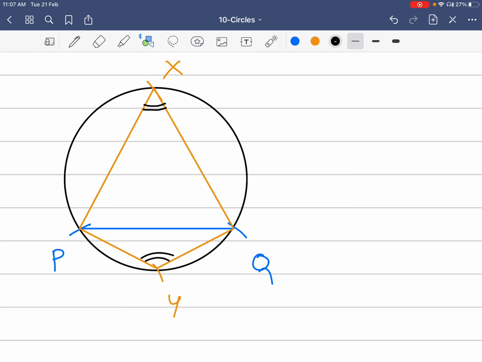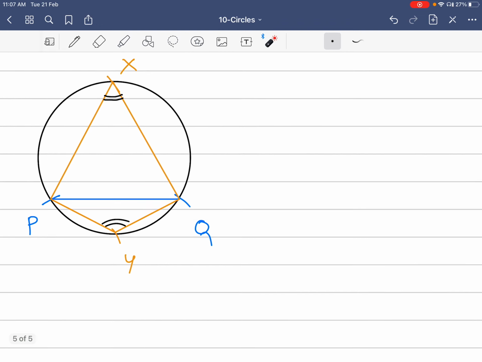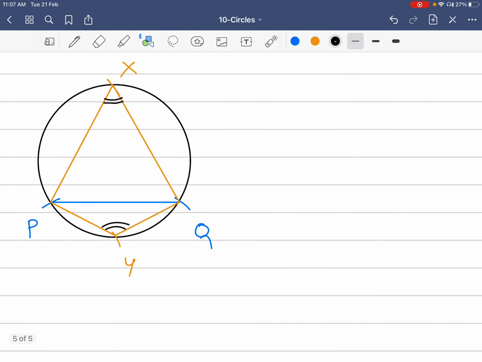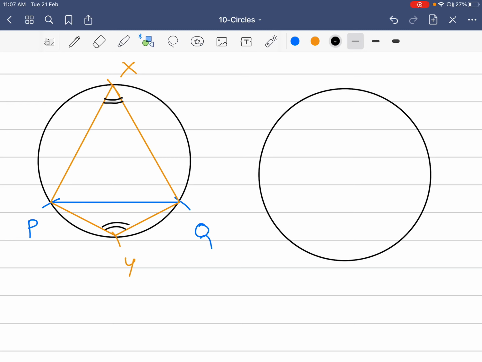Now, is it necessary that the point where the chord subtends the angle should be on the circle? Not necessarily. You can also have a point inside the circle and still this chord PQ will subtend an angle. So very similarly, I'm going to draw another circle here. Once again, let's have these points P and Q, and let's draw this chord PQ. So this is our chord PQ.